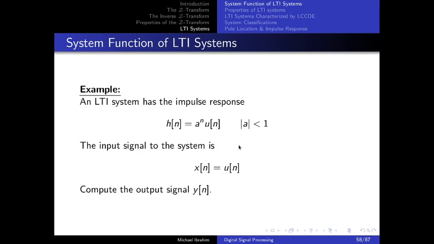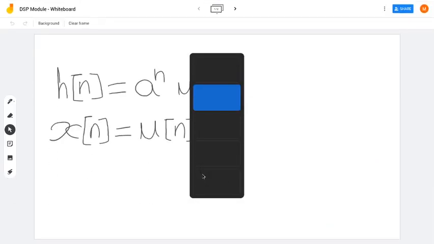The first approach is to do the convolution in time domain between h of n and x of n, and I will leave this to you as an exercise. The second approach is to use the Z transform, as we are going to see in a few seconds. So let's move to our whiteboard over here.